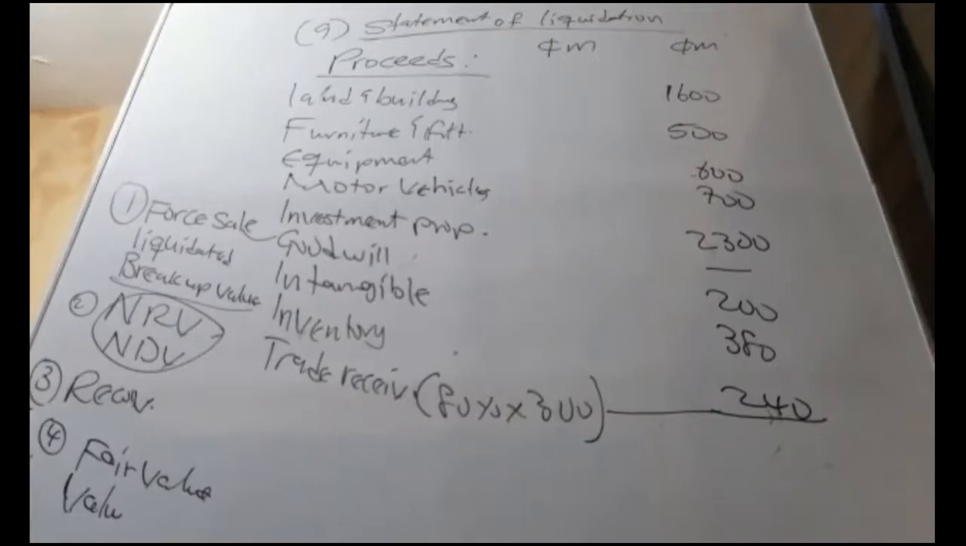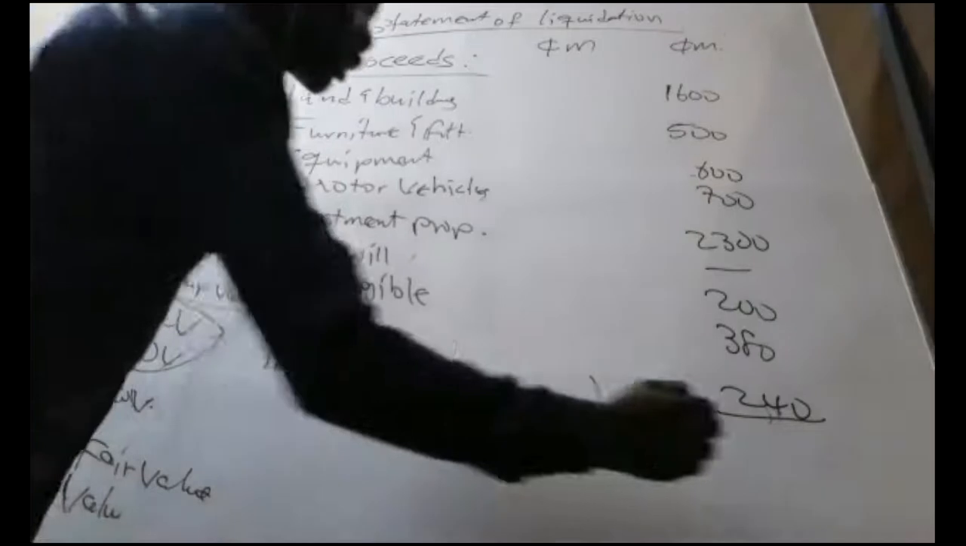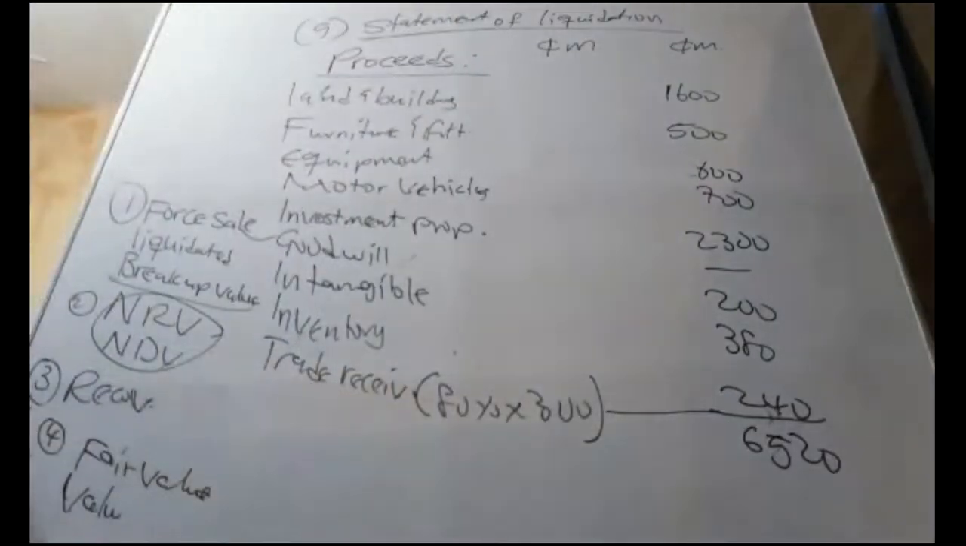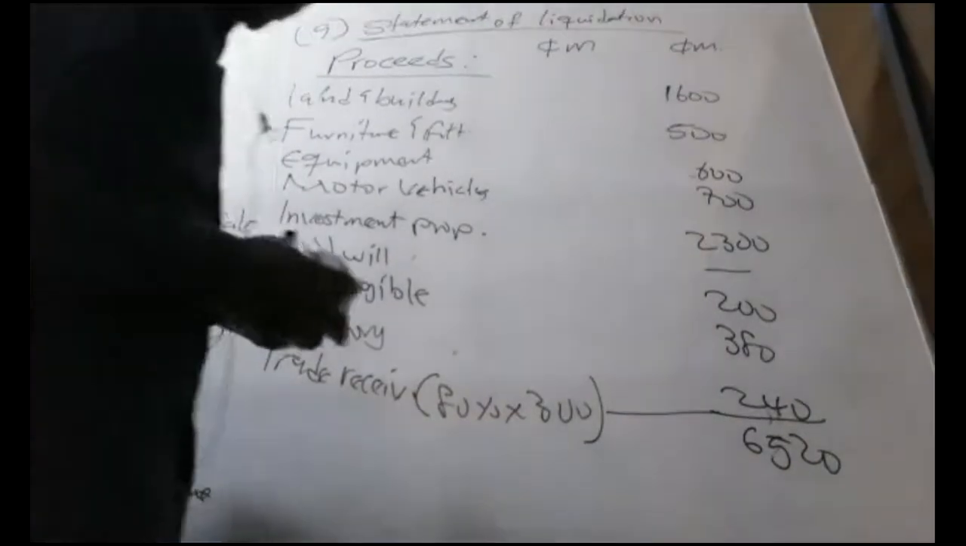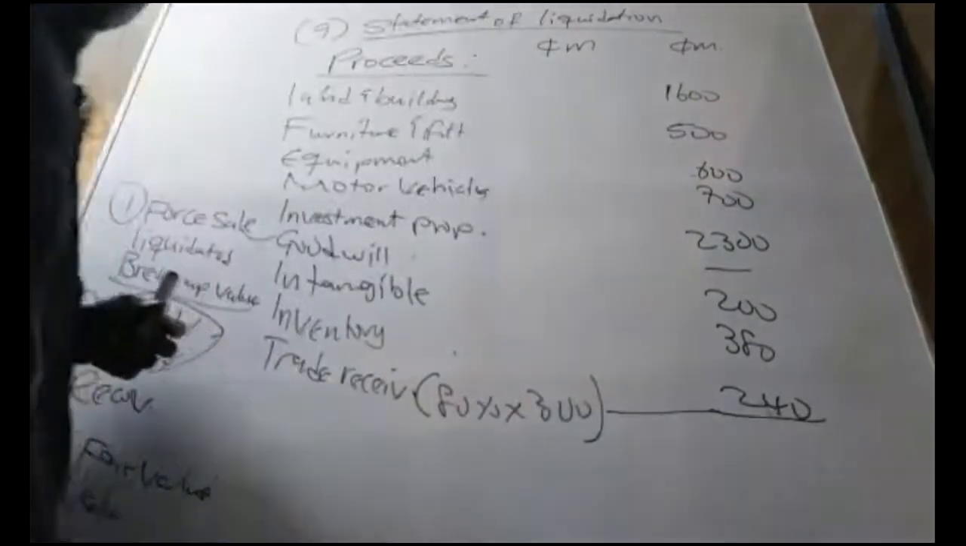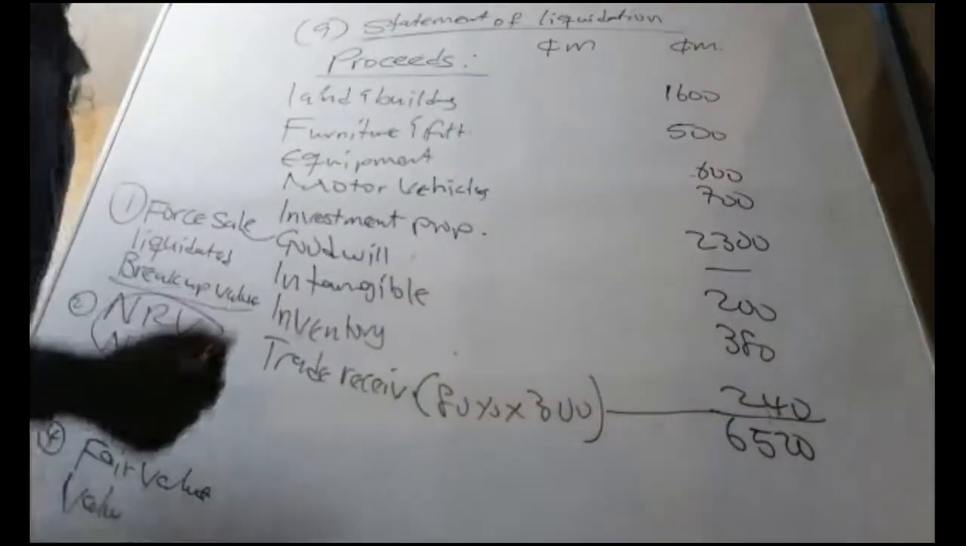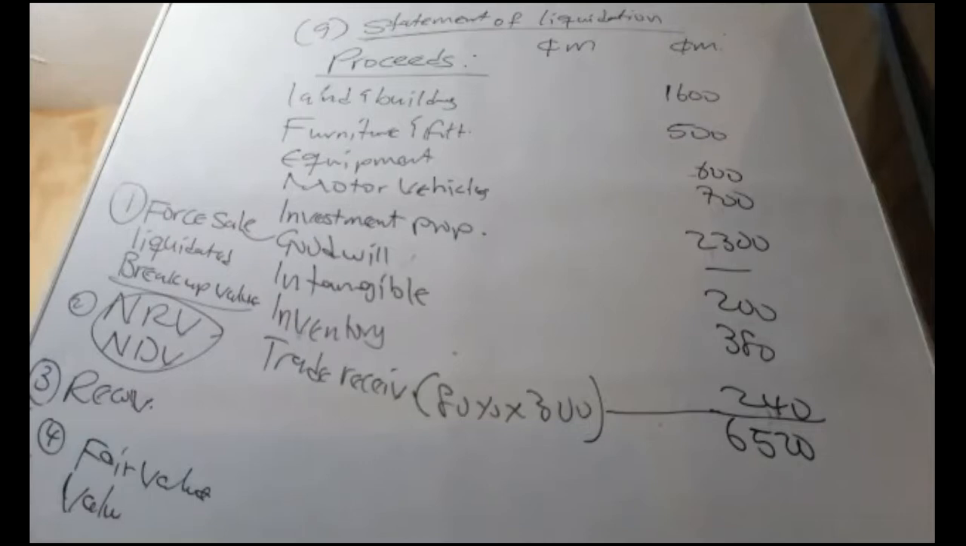Okay, so that's fine. So 6520. We call this total proceeds. That's the total proceeds. So when you sell all the assets, this is the figure they are going to get. When you sell all the assets, these amounts are what you arrive at.